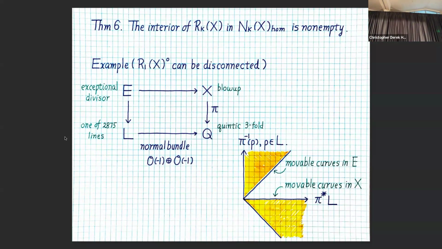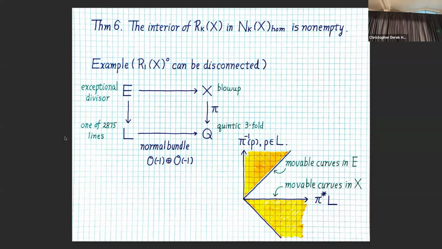So the easiest example you can see this is where you take the quintic threefold Q inside P4, and you take one of its 2,875 lines, and you arrange it so that this line has normal bundle O minus 1 plus O minus 1. And if you blow up this line bundle, you get the exceptional divisor E inside the blowup of X. And then you see that the cone of effective curves has this picture. On one side, the yellow part is the interior of the classes of irreducible curves.